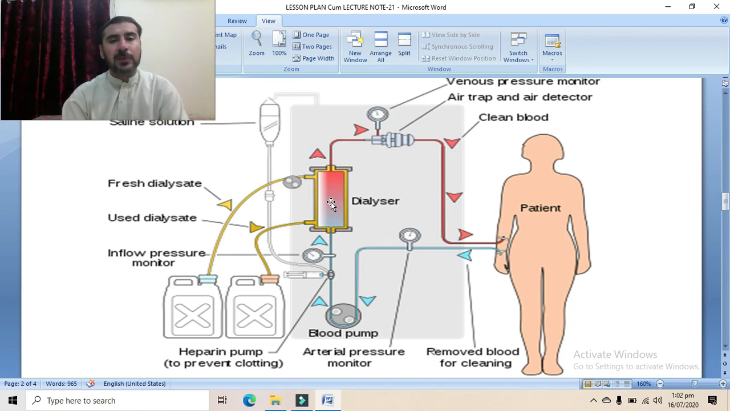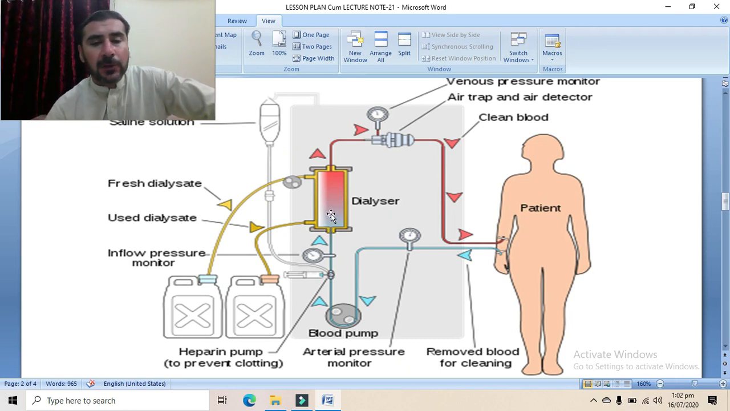Now what happens basically? Whenever this blood passes through this dialyzer, the nitrogenous wastes are filtered or removed, and they enter into the dialysis fluid across the semi-permeable membrane. So the clean blood is then circulated here. The clean blood is returned here, and the exhausted fluid is removed here.